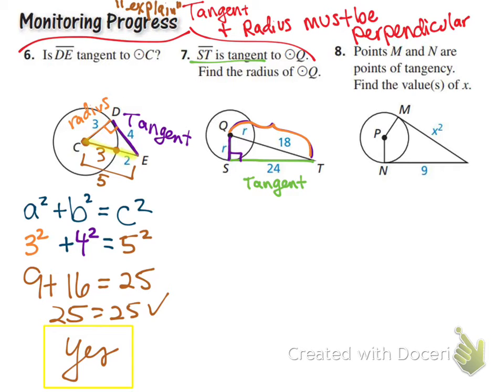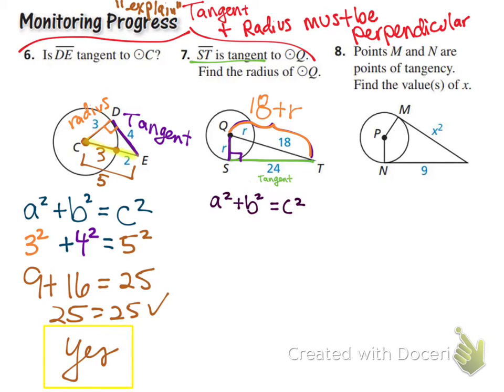We don't know, right? We don't know, but what would we call it? 18 plus R. Correct. 18 plus R or R plus 18 would be the same thing. So the full length will be 18 plus whatever the radius is. We're still going to use the Pythagorean theorem. A squared plus B squared equals C squared.